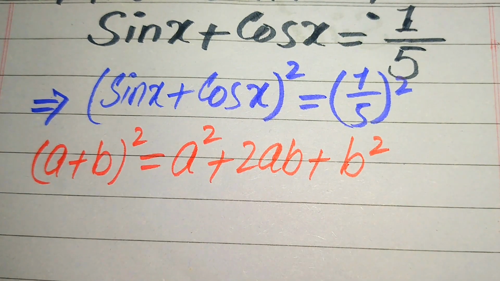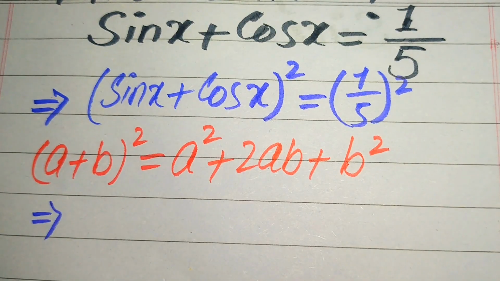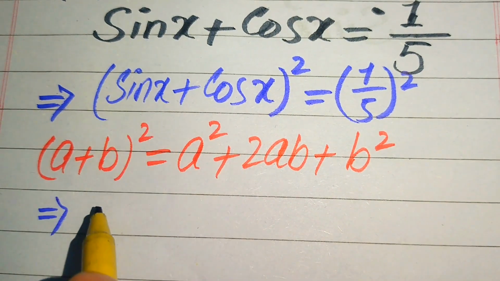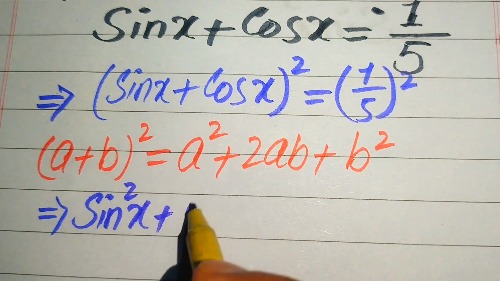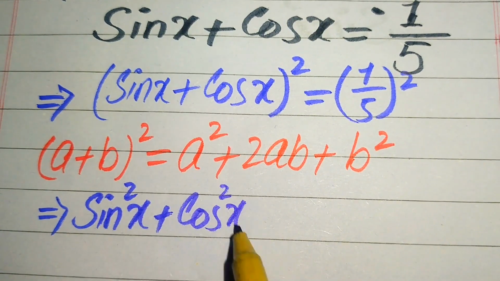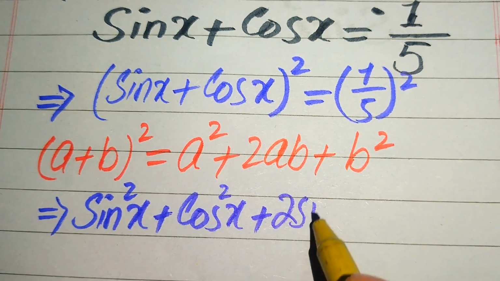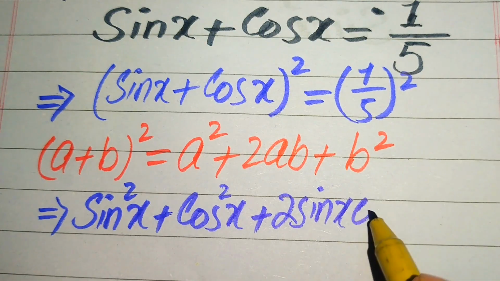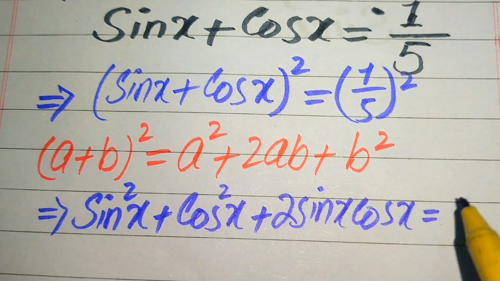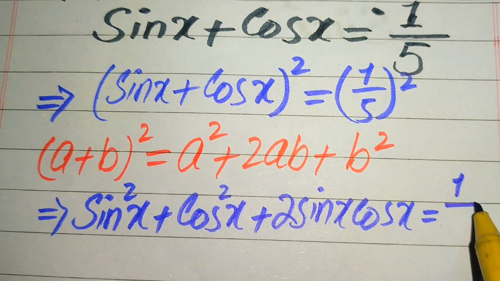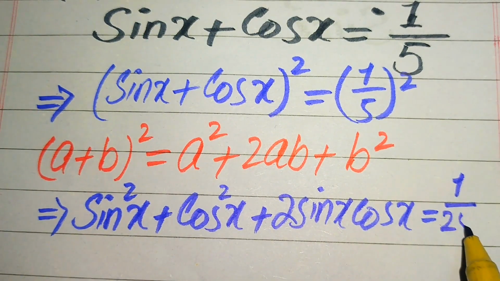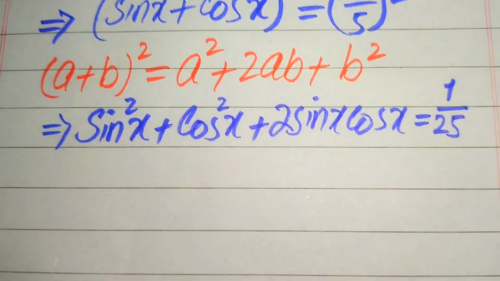So according to this rule, we just expand the left hand side of the above equation in this form. This will be written as sin square x plus cos square x plus 2 times sin x into cos x is equal to 1 over 5 square, and we know that 1 square becomes 1 and 5 square becomes 25.